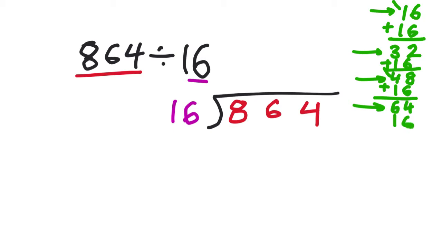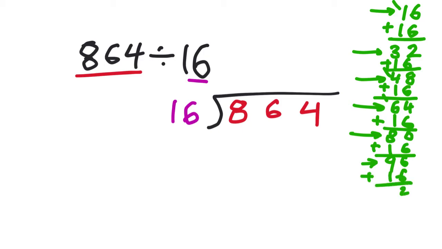Add another 16 here. 4 plus 6 is 10. Carry the 1. 1 plus 6 plus 1 is 8. So there's our fifth multiple. Add another 16 there to make this, that's just directly a 96 right there, which is the sixth multiple. Then add another 16. 6 plus 6 is 12, so 2. Carry the 1. 1 plus 9 plus 1 is 11.